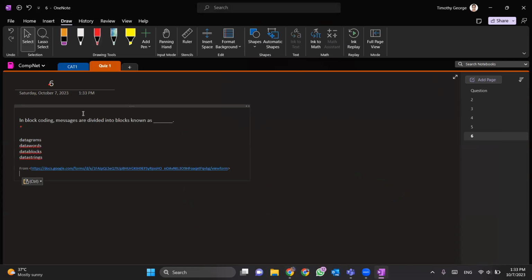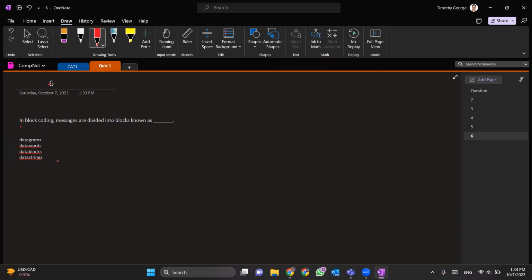In block coding, messages are divided into blocks known as dash. There's not much logic that you have to put in this question because it's only asking. So you can see the options here: data words, datagrams, data blocks. Essentially, what they want to know is whether you know what message blocks are divided into. So it's one of these things.